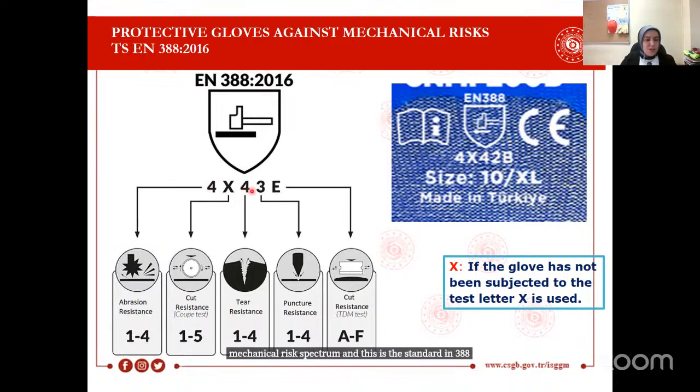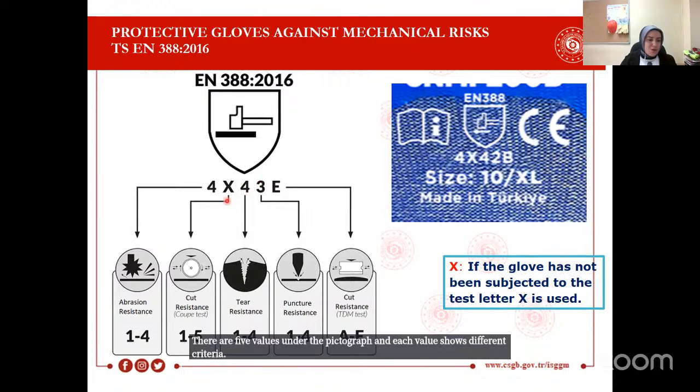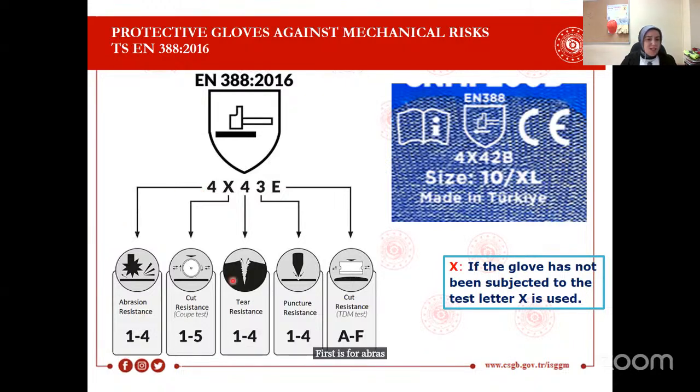There are 5 values under the pictogram, and each value shows different criteria. First is for abrasion resistance. Second is for cut resistance. Third one is tear resistance. Fourth one is puncture resistance. And the last one is also cut resistance. Second and fifth values are for cut resistance, but the methods are different. At the second value, a circular knife is used. At the last value, a linear knife is used.